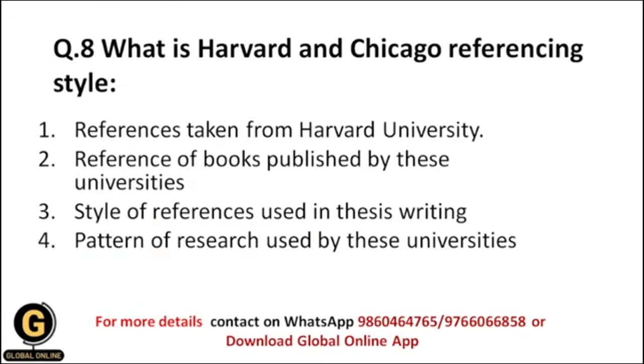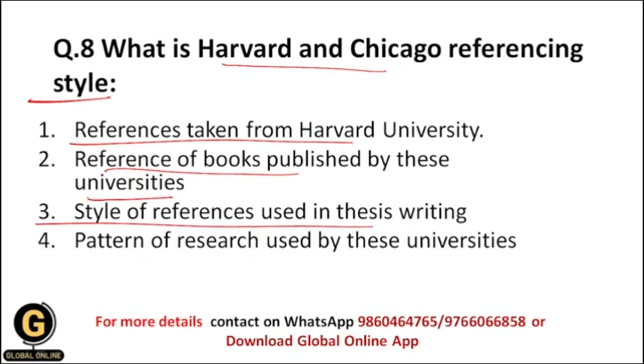Okay, next, what is Harvard and Chicago referencing style? Now what is meant by Harvard and Chicago referencing style? Whether references taken from Harvard University, references of books published by these universities, or style of references used in thesis writing, or pattern of research used by these universities. Students, this video is for thesis writing in research methodology, and Harvard and Chicago referencing styles are both styles of references that we use in thesis writing, and that's why your correct answer should be 3 over here.